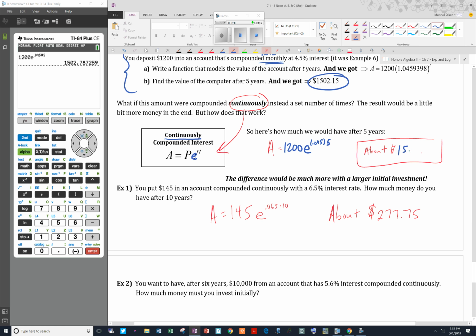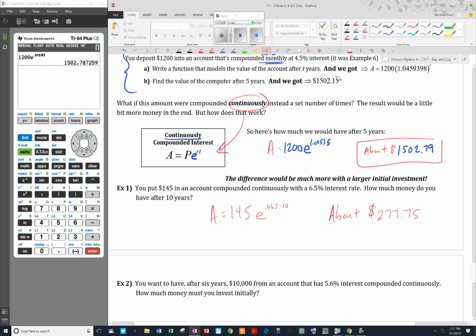About $1,502.79. So if you compare it to what we did before, we made a whopping 64 more cents by compounding continuously instead of just monthly.